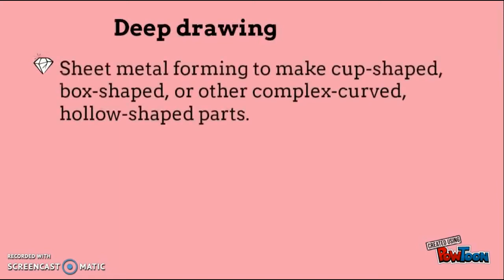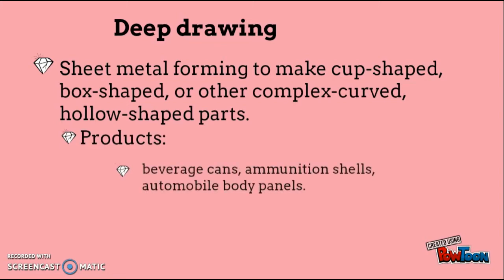And then deep drawing is the third process of sheet metal working. Deep drawing is sheet metal forming to make cup-shaped, box-shaped, or other complex curved and hollow-shaped parts. Example products of deep drawing are beverage cans, ammunition shells, and automobile body panels.